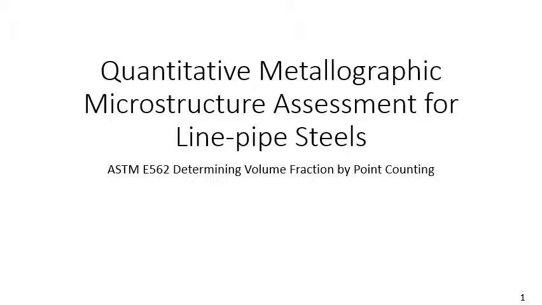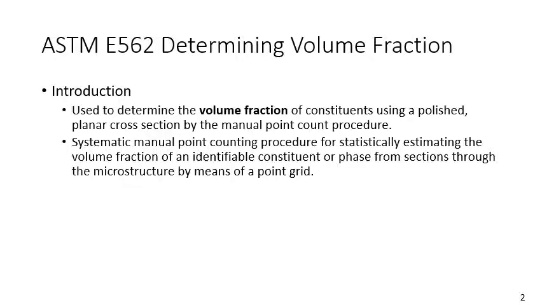This video is about how to estimate phase fraction by point counting according to ASTM E562 for quantitative metallographic microstructure assessment for line pipe steels. The idea of ASTM E562 is that you can estimate the volume fraction of a second phase by counting the number of points that fall into that second phase in a 2D cross-section of the microstructure.